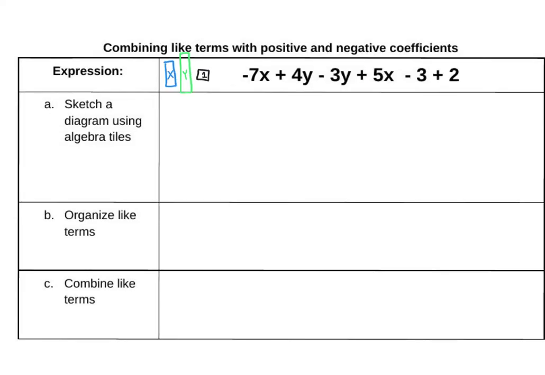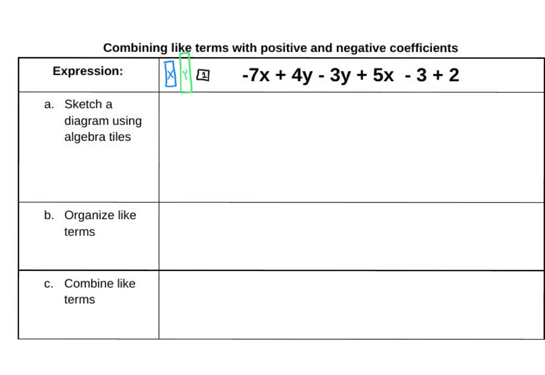So let's see how this works now that we have some negative terms in the mix. So again, just a reminder, the operation that is in front of a term tells you whether or not it is a positive or negative term. So for example, this right here doesn't necessarily mean plus 4y if we're talking about it as a term. What it means is we have positive 4y's. Let's see how this works out.